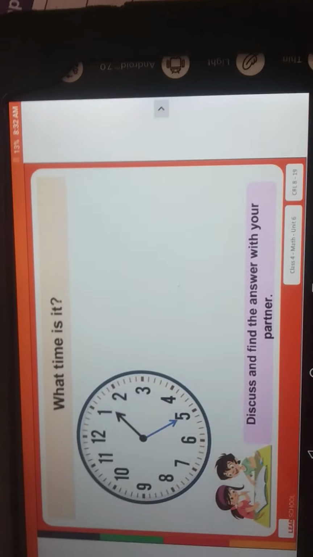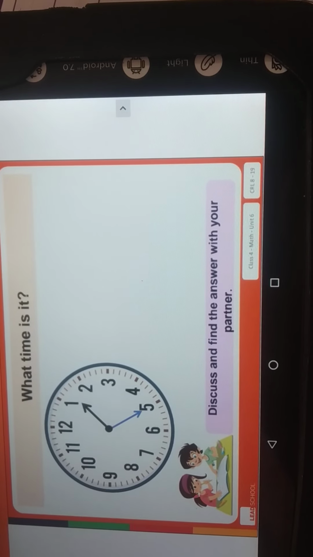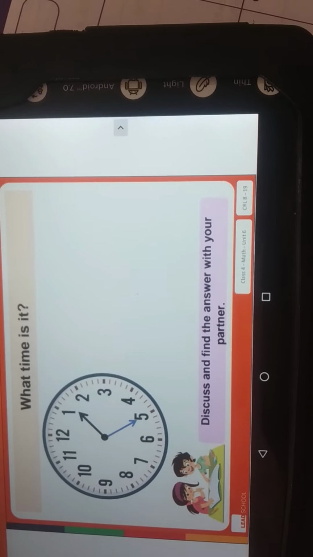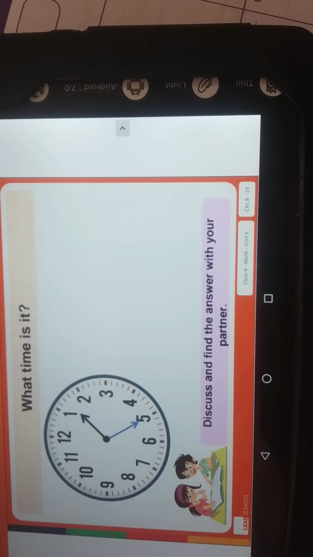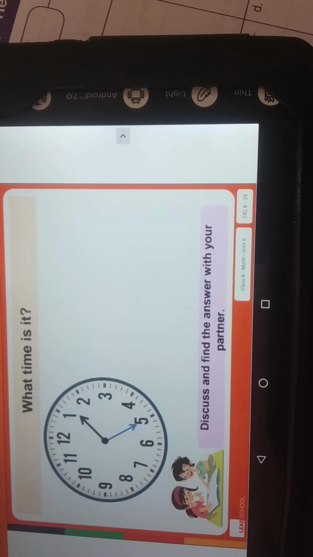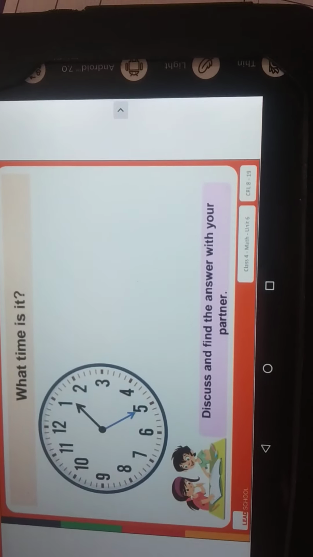Now in that, look here. The minutes hand is on the number 5 and the hours hand is on the number 1. So at that time 5 5s are 25. So 25 minutes are there. 1:25 is the correct answer.